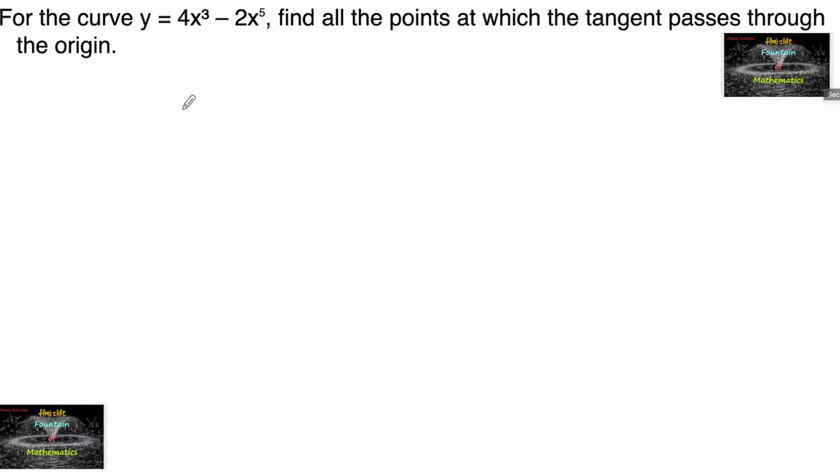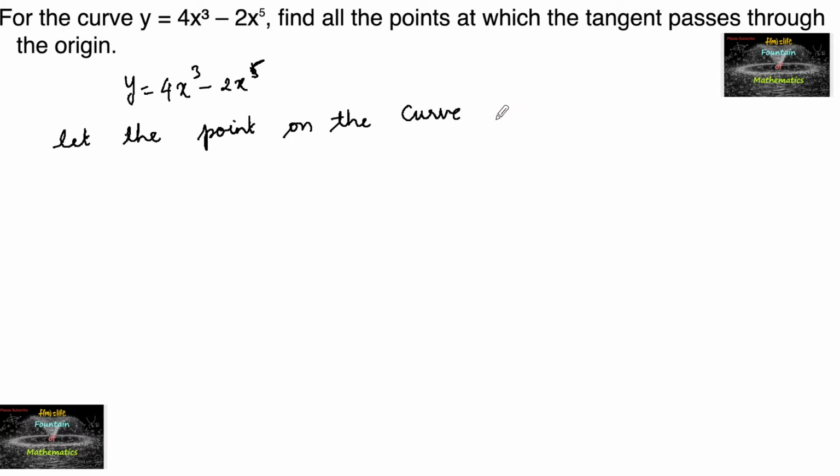For the curve y is equal to 4x^3 minus 2x^5, find all the points at which the tangent passes through the origin. So let us consider the point. Let the point on the curve be P(alpha, beta).